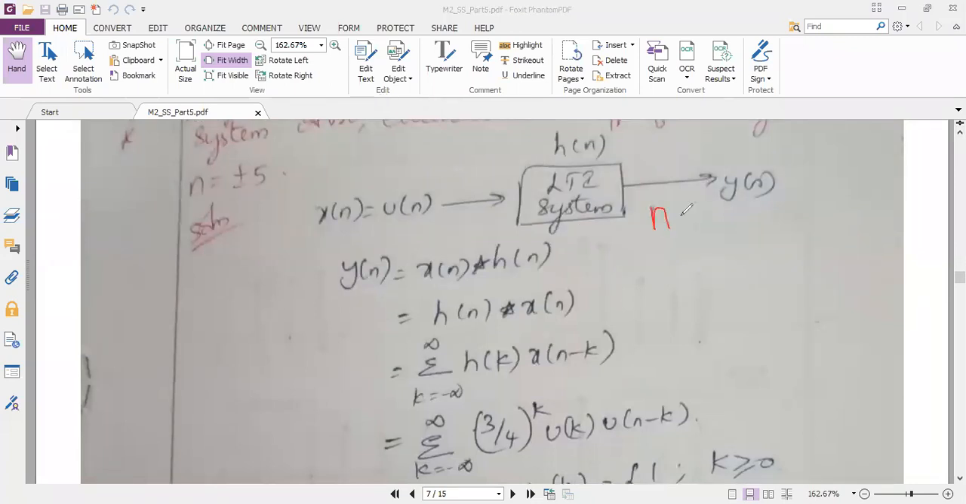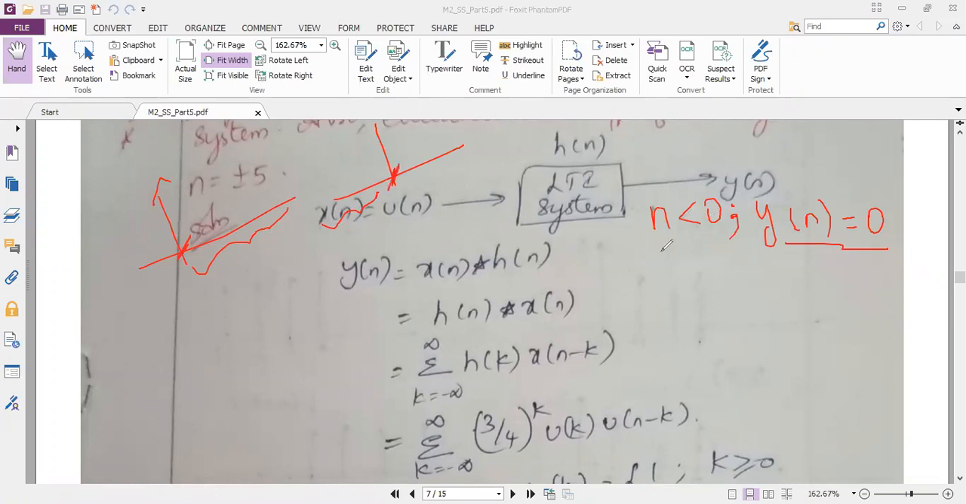So can I say when n is less than 0, my output y of n is equal to 0? Can I say like that? Yes, ma'am. So when n is less than 0, I can write my output y of n is equal to 0, because my h of k was on the positive axis, but x of n minus k was on the negative axis. So only when n is greater than or equal to 0 can I get the output. Till then, I won't get the output. So when n is less than 0, my output y of n is equal to 0.